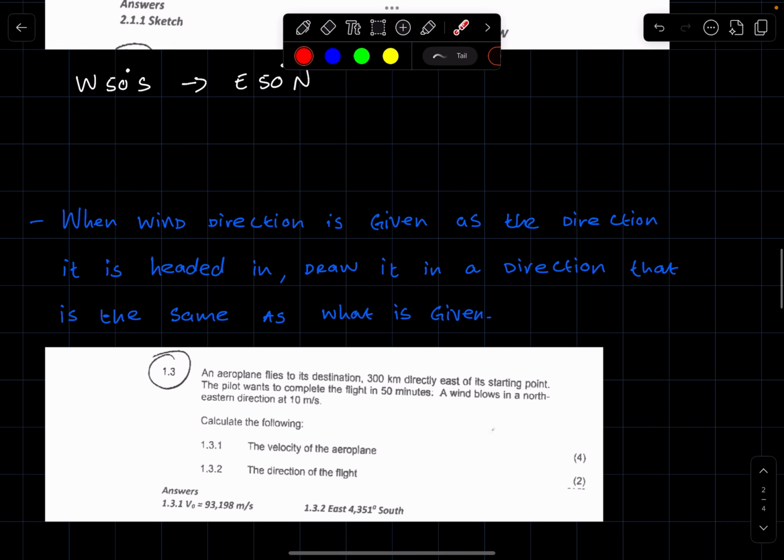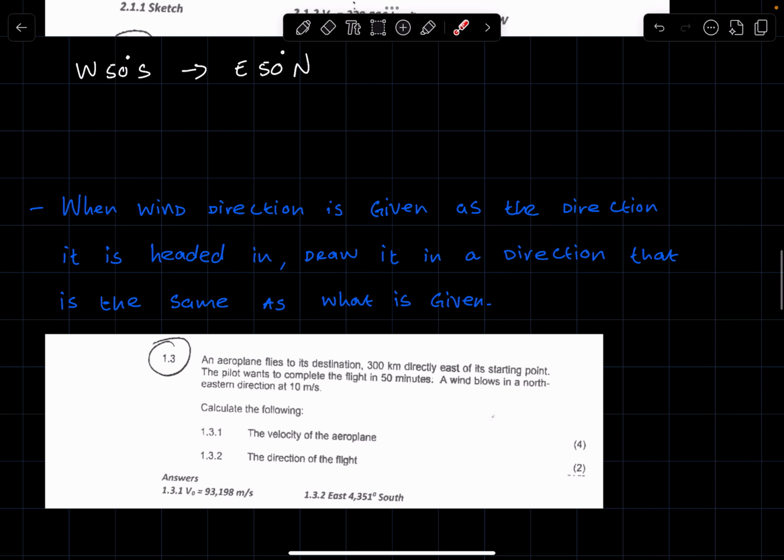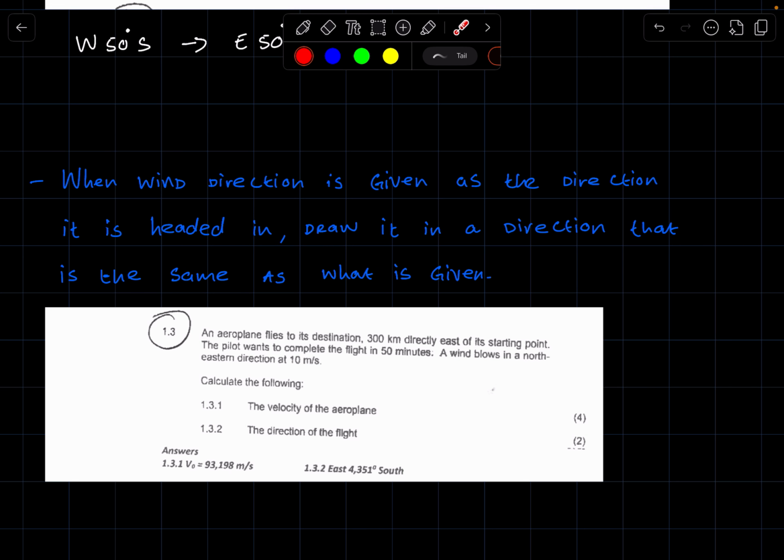Another one is this one here, where the wind direction is given from the perspective of where the wind is headed. So I said here, when wind direction is given as the direction it is headed in, draw it in a direction that is the same as what is given. That is to say, if the wind direction in the problem statement is given from the perspective of where the wind is headed, you use the wind direction exactly as it is given.